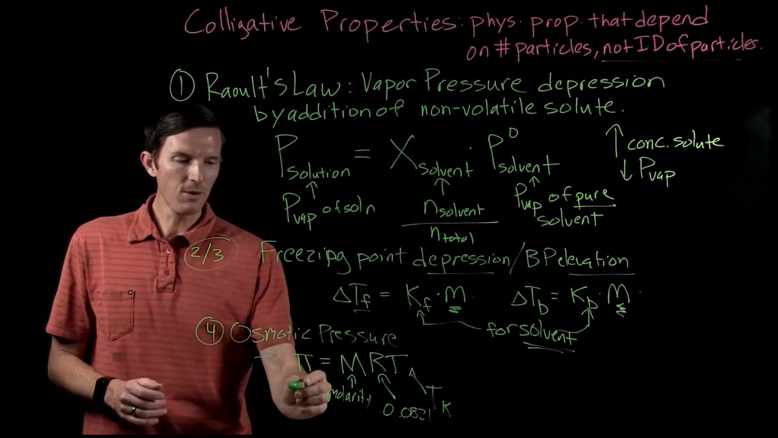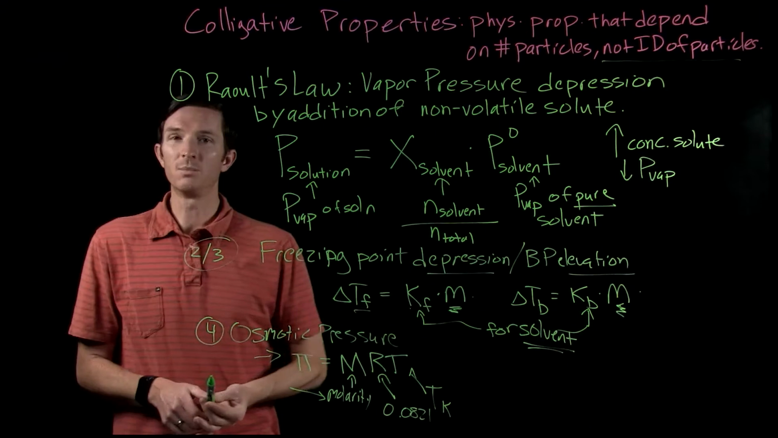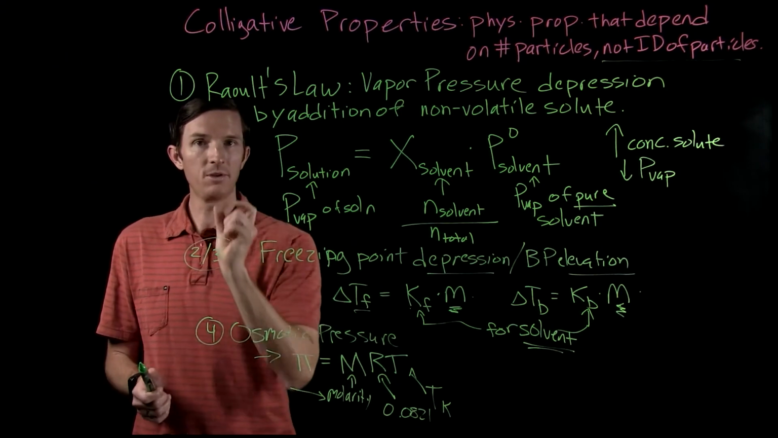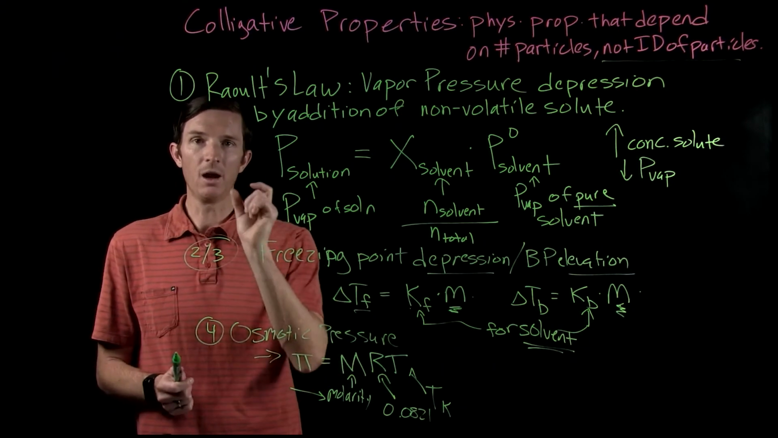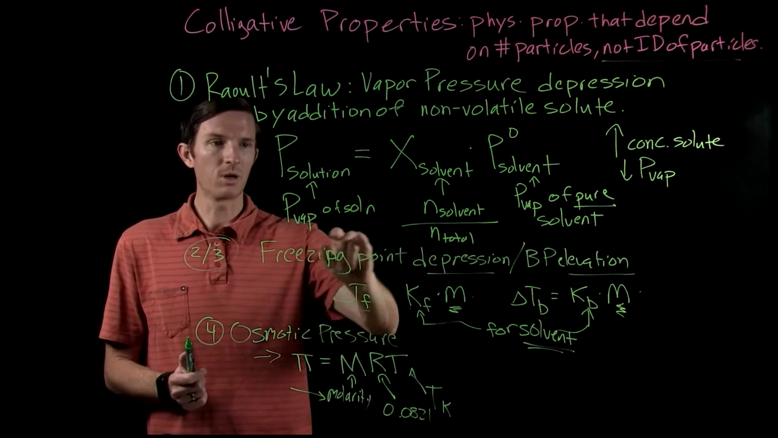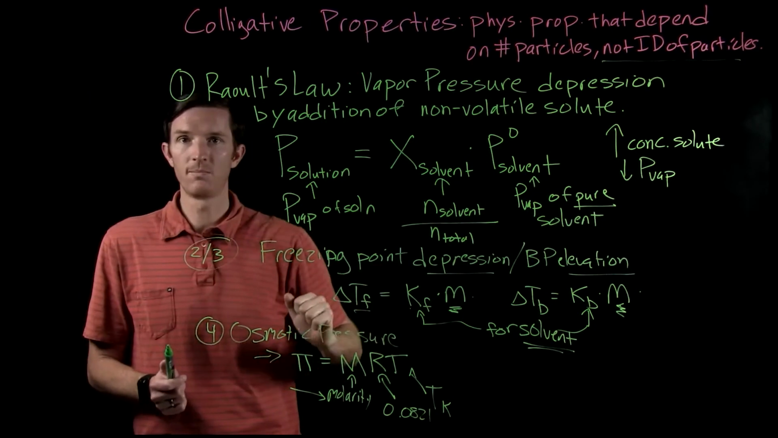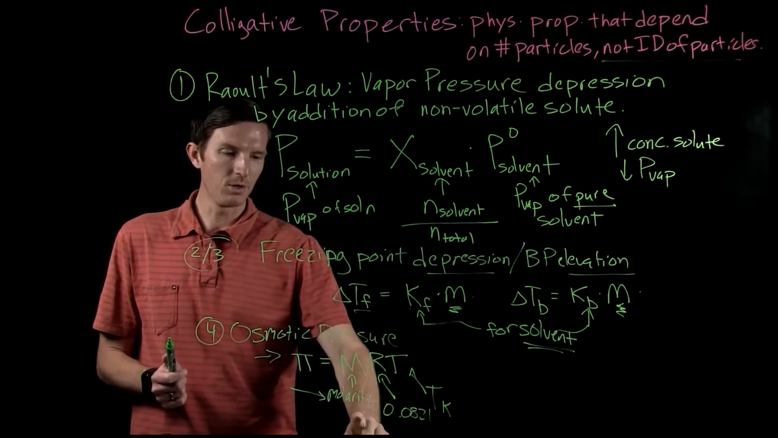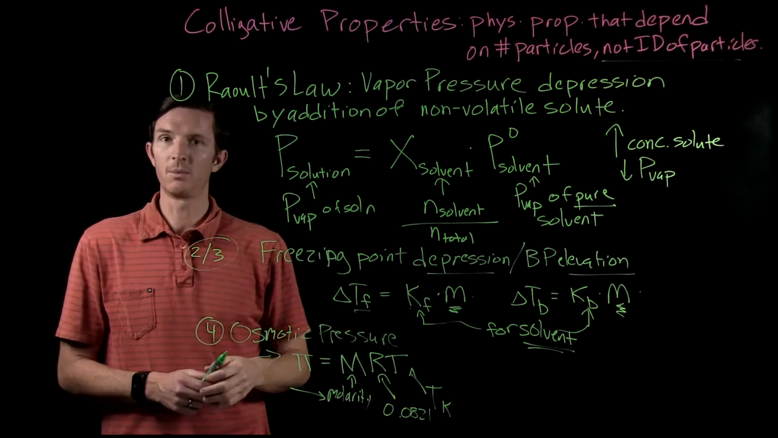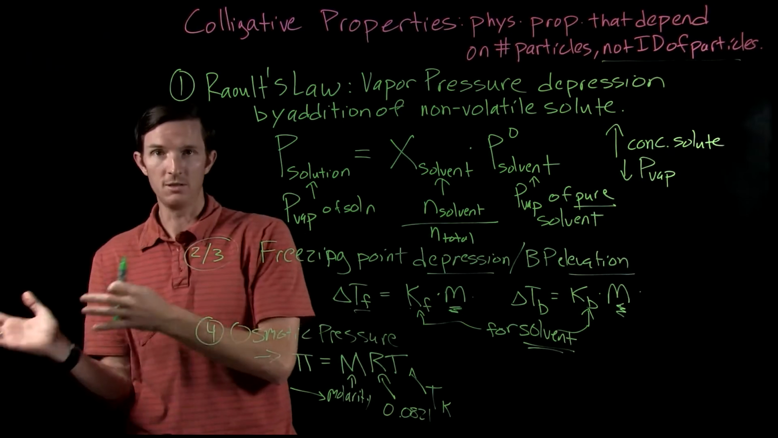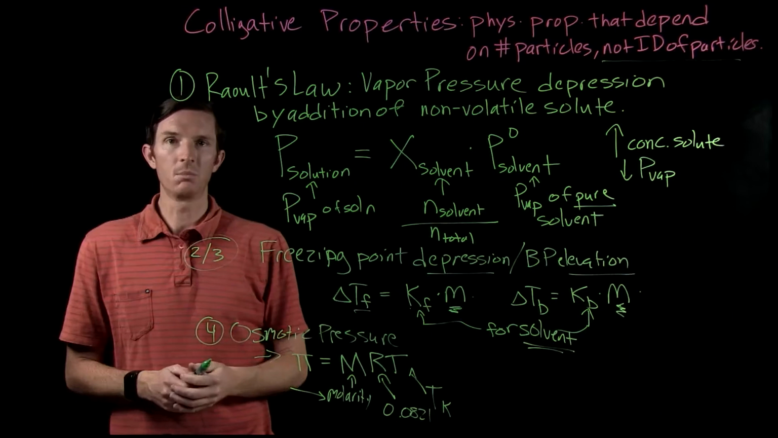Okay, so now we can use molarity for osmotic pressure because we're measuring at a specific temperature. It's not looking at how these physical properties affect the temperatures. So we can use molarity when dealing with osmotic pressure because we're not looking at temperature changes with our osmotic pressure.